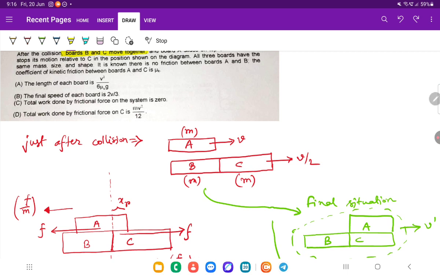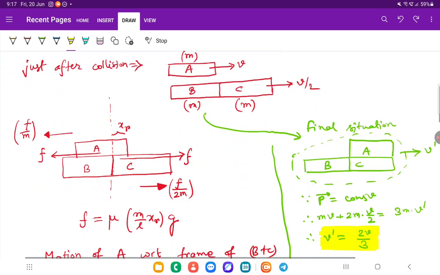But it will not remain the same, because if you sit on the frame of B plus C, now B plus C will act as a single body. Obviously there will be some relative velocity of A and A will slide on it, but as it is mentioned that A and C will have a kinetic friction, right? There is friction between A and C, so the velocities will change.